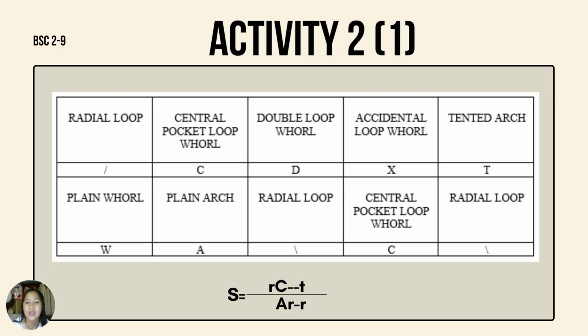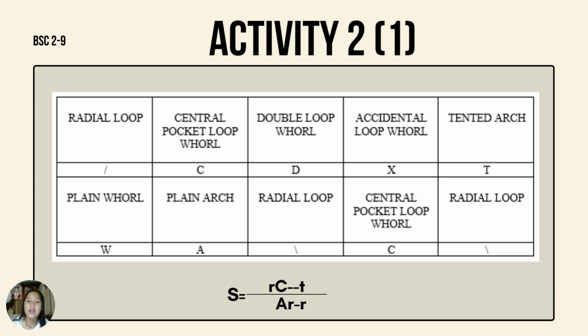So let's try answering Activity number 2, number 1. We are given a set of symbols: slash for radial loop, C for central pocket loop, D for double loop whorl, X for accidental loop whorl, T for tented arc, W for plain whorl, A for plain arc, slash for radial loop, C for central pocket loop, and slash for radial loop.